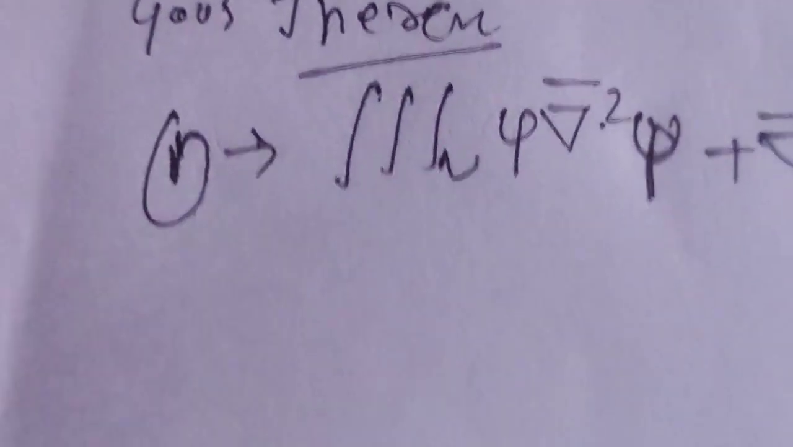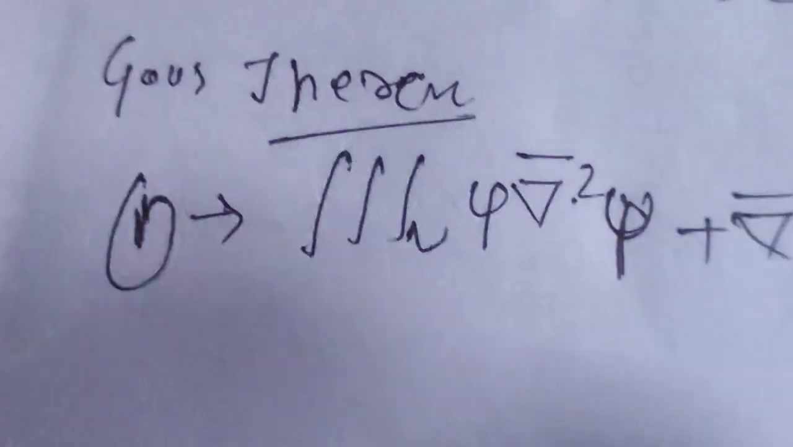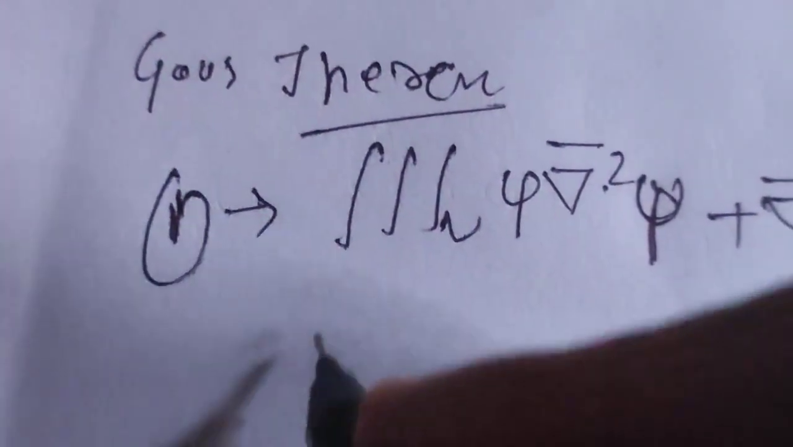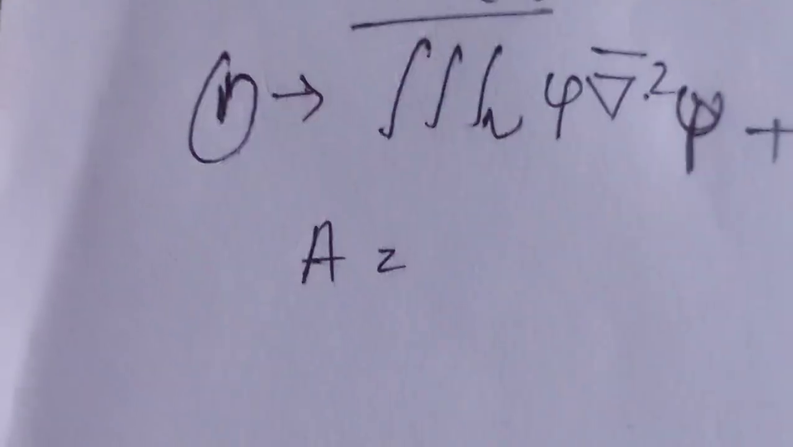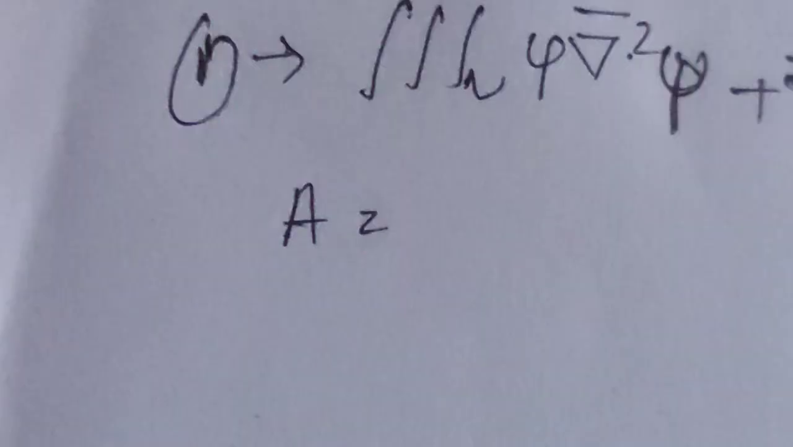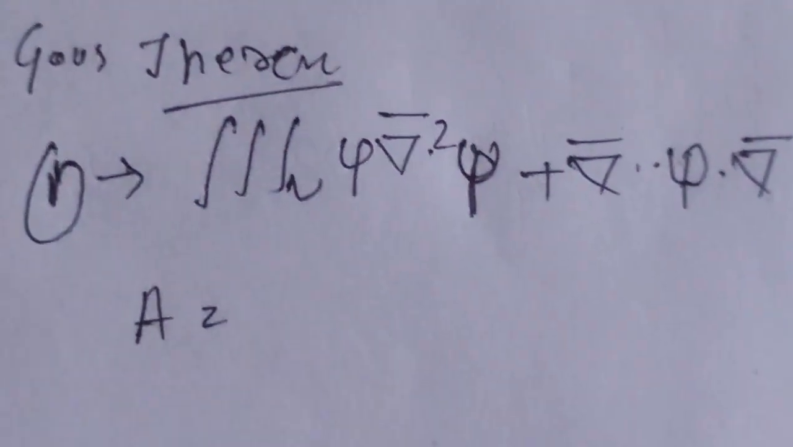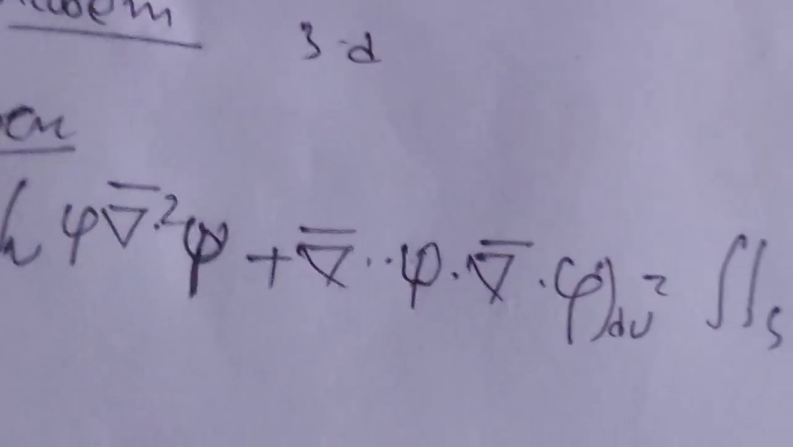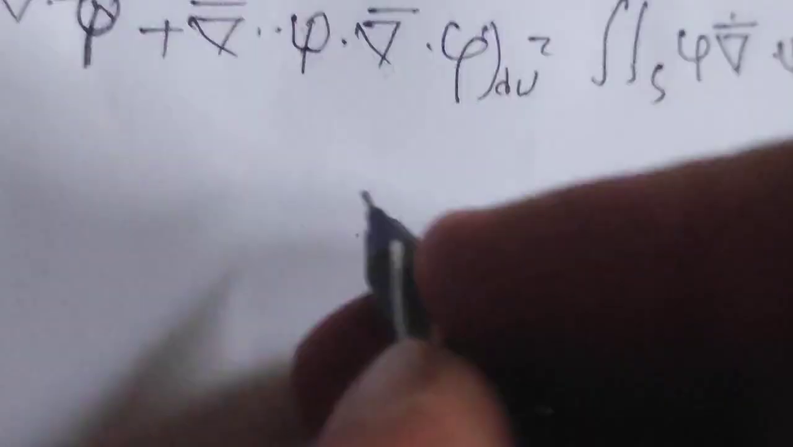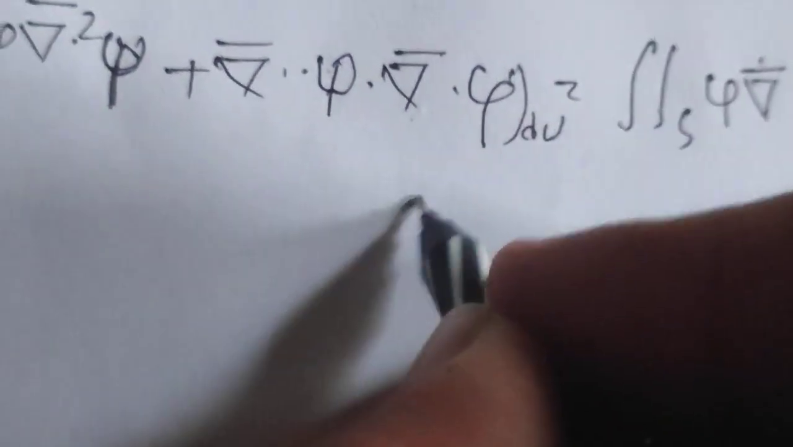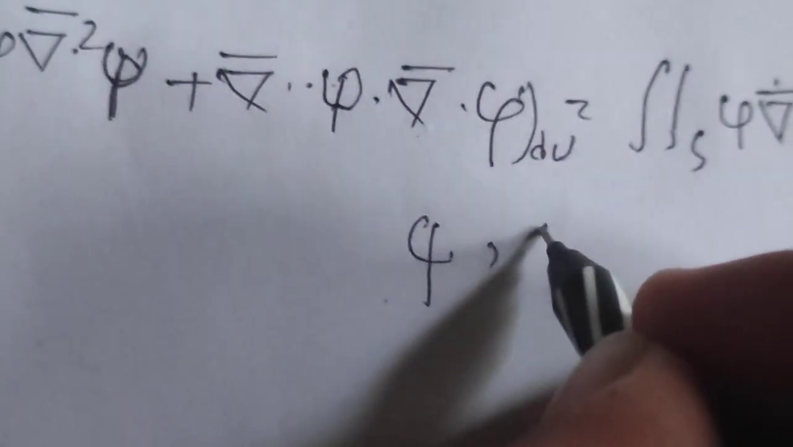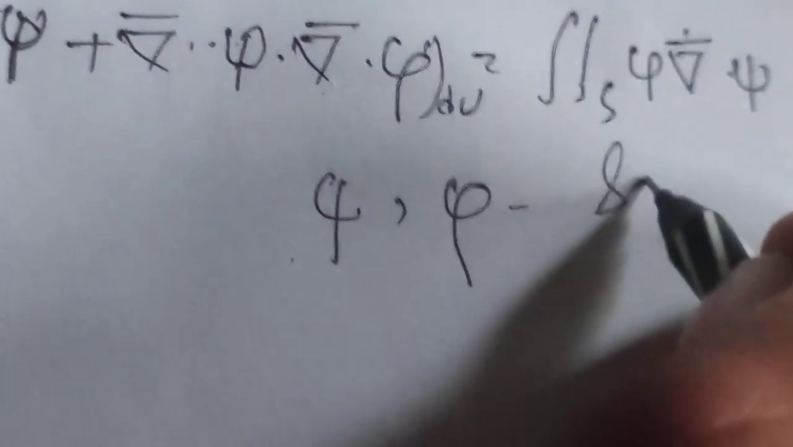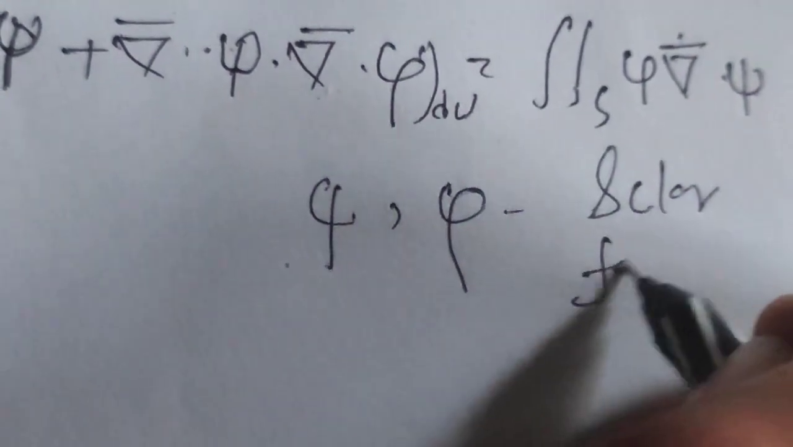We already know the Gauss theorem. Now we talk about how to solve it. First of all, we say A is equal to... once again, first of all we talk about some important things. Here psi and phi are both scalar functions. What is a vector and scalar function? We talk about that in the next video.